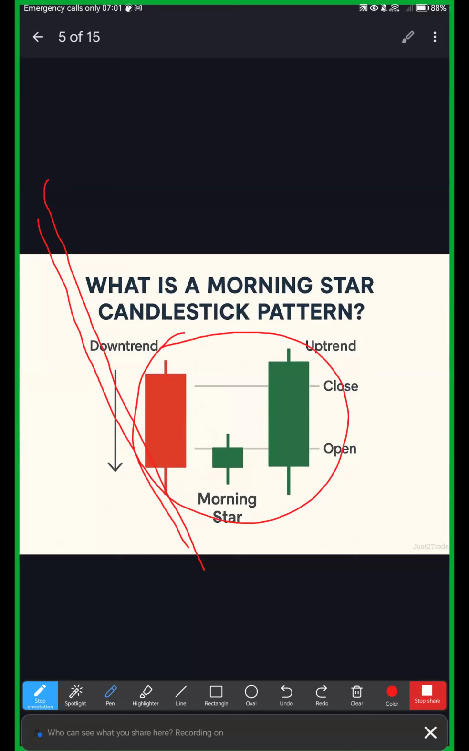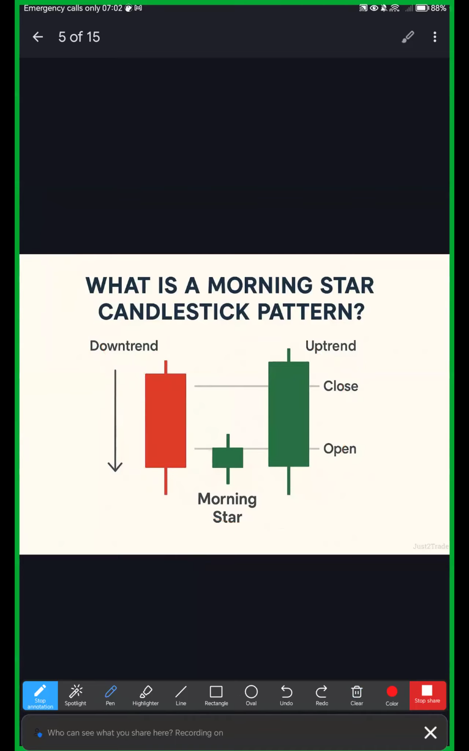It's not like the Doji family, where you can only see a Dragonfly Doji alone. But when it comes to Morning Star, it's like a family. They normally come in a pair, which is 3 of them. Yes, it consists of 3 candles.